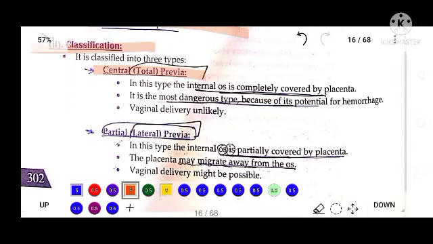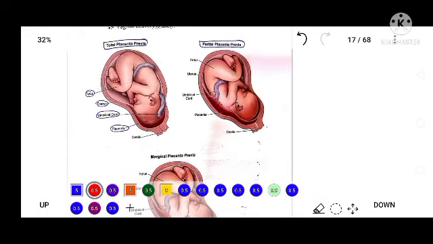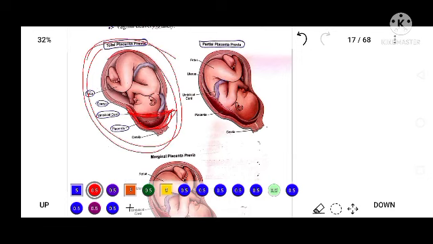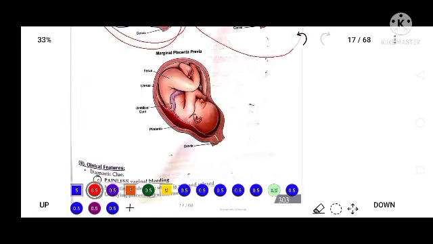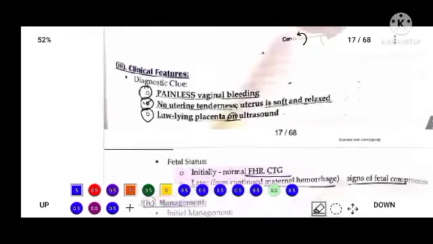Classification will be total previa, partial previa, and marginal previa. There are three types of placenta previa. In total placenta previa, as you can see here, the placenta is implanted over both the main entry side and exit side, and that is known as total placenta previa. In partial placenta previa, the placenta is partially covering the neck of the cervix, and in marginal placenta previa, only the margin of the placenta is attached here, so that is marginal placenta previa. These are the three types of placenta previa: total, partial, and marginal.